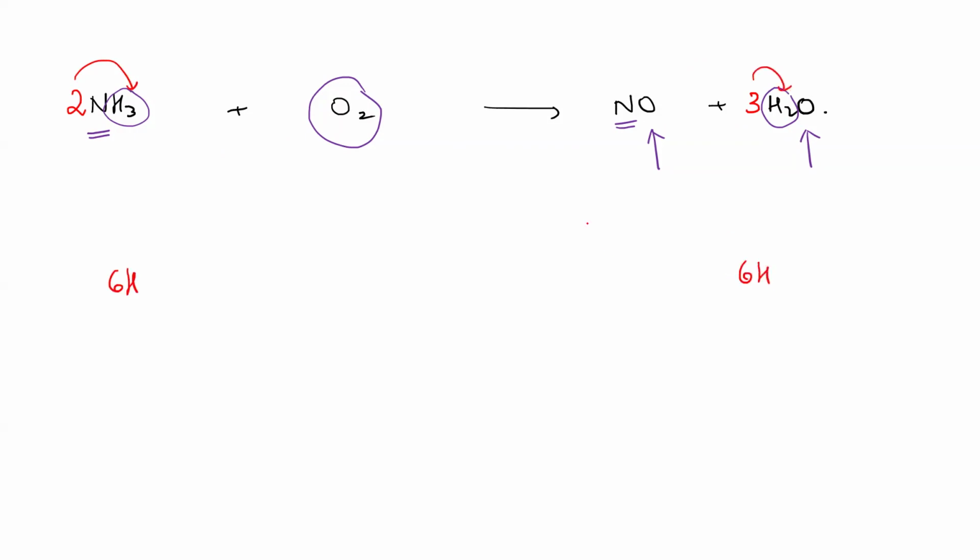Now, if we see nitrogen here, that's 2, so we can write 2 here. So basically 2 nitrogen here and 2 nitrogen here. That's fine. Now what's left? Now let's count oxygen. There are 2 oxygen here and there are 3 oxygen here, right? So 2 plus 3, total how much? 5. Does this make sense?